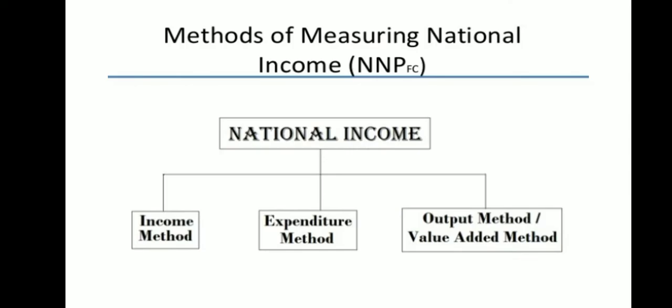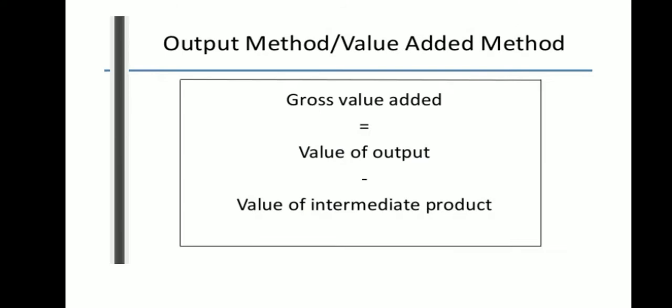Now, there are three methods for measuring national income, that is NNPFC, net national product at factor cost. The first one is the income method, the second is the expenditure method, and the third one is the output method or value added method. When I talk about the output method, product method or value added method, we get gross value added equals value of output less intermediate goods.